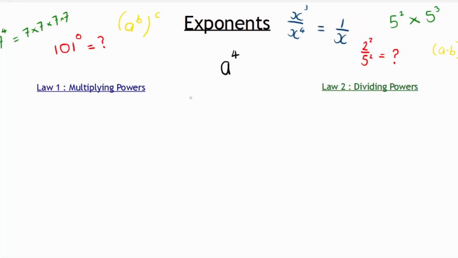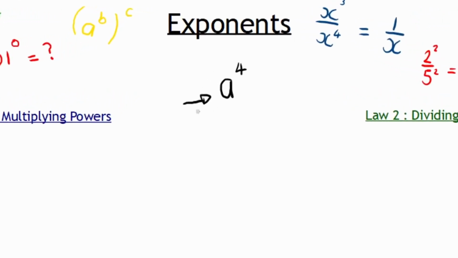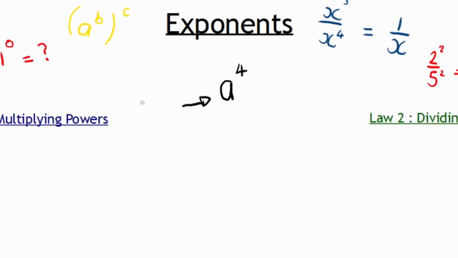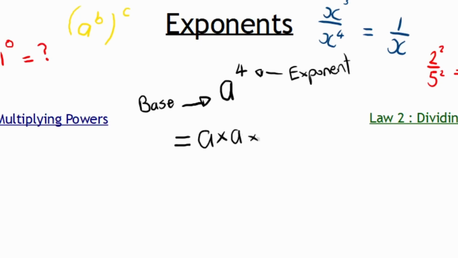Before we really start working with exponents, we have to know what it consists of and what the parts are called. So let us have a look at the following example of a to the power of 4. In this example, our base is a, and this 4 is called our exponent. So a to the power of 4, what does that mean? Well, a to the power of 4 really is just another way of writing a multiplied by itself a total of 4 times.